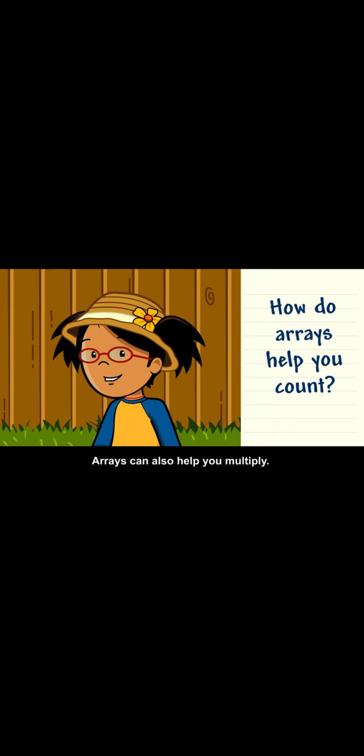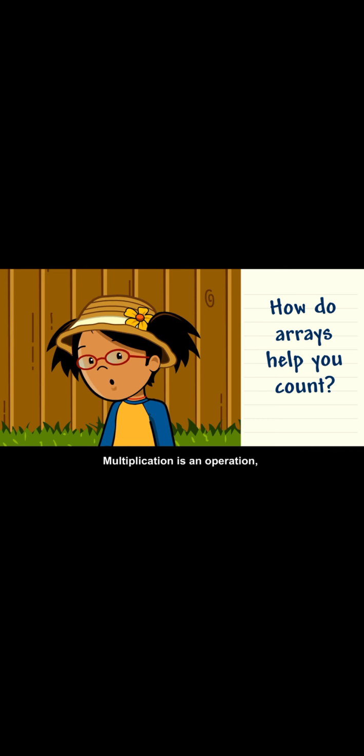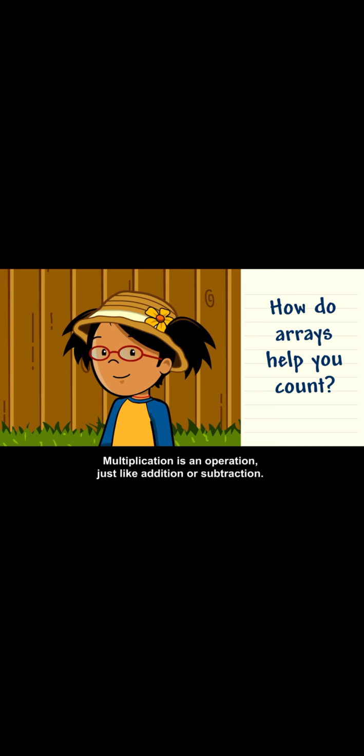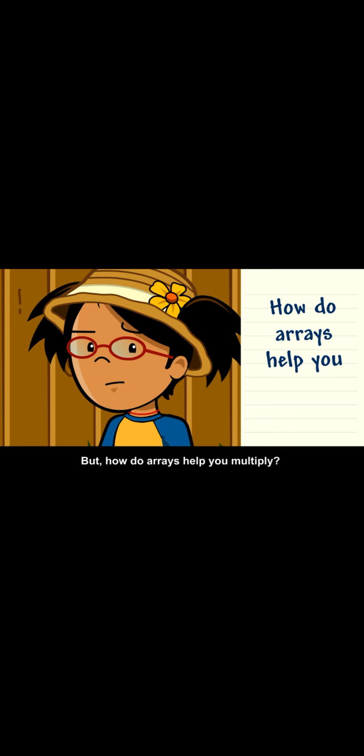Arrays can also help you multiply. When you multiply, you put equal groups together to find the total. Multiplication is an operation, just like addition or subtraction. But how do arrays help you multiply?